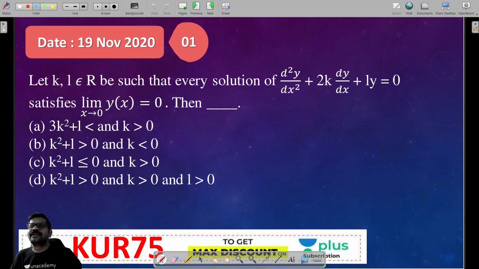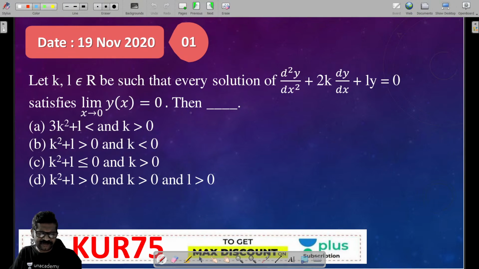Let K, L belong to R be such that every solution of d square y by dx square plus 2k into dy by dx plus ly equal to 0 satisfies limit x tends to 0 y of x equal to 0. Then what are the values of L and K? What are the conditions for L and K? We have to find out.